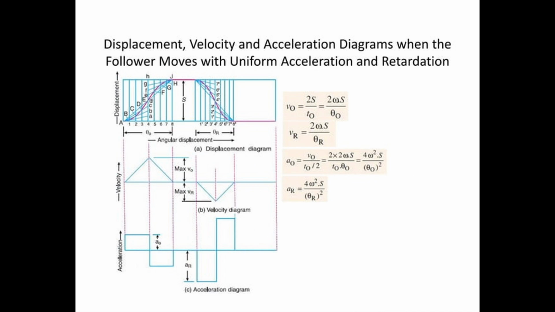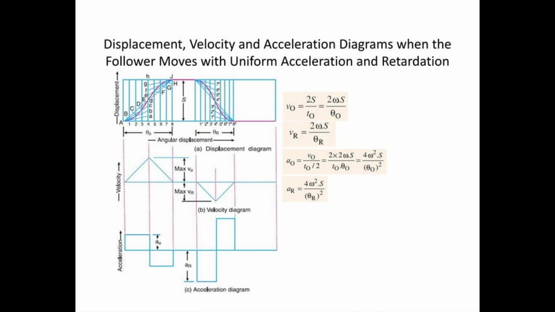And the next one is the displacement, velocity and acceleration diagrams when the follower moves with uniform acceleration and retardation. This we call parabolic motion. You can see the parabola. The first half of the outward stroke is completed with uniform acceleration, and the remaining stroke with uniform retardation. So how do we do this? You divide the angular displacement of the cam during the outstroke into an equal number of parts. You can take 6 or anything else, and divide the follower lift into an equal number of parts, etc.